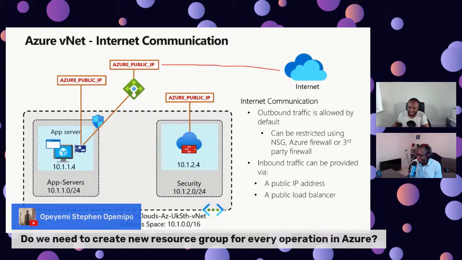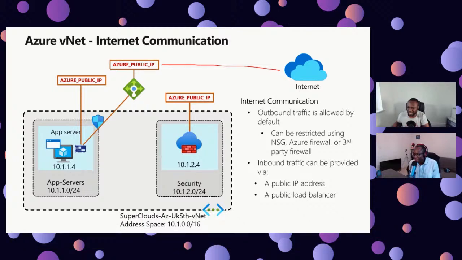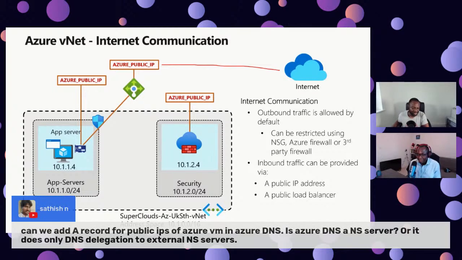Awesome. And I think there's another question by Satish now. So Satish, can we add a record for public IPs of Azure VM in Azure DNS? Is Azure DNS an NS or does it do DNS delegation to external NS servers? Very, very good question, Satish. The answer to that is yes. The Azure DNS that I created just now is an Azure DNS private zone. We can also create an Azure DNS public zone. And when we create an Azure DNS public zone, that zone can act as a delegation.